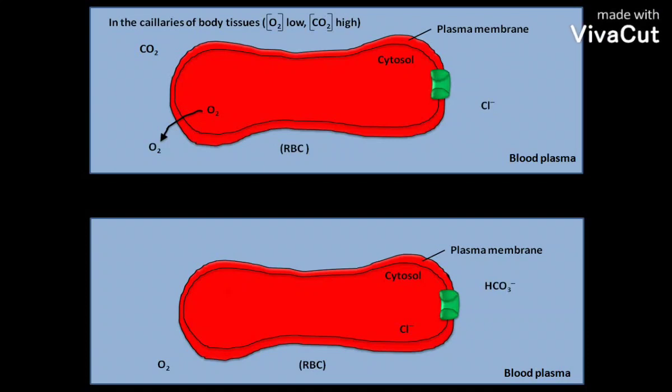Carbon dioxide diffuses inward. In the cytosol of the RBC, the carbon dioxide reacts with water in presence of cytosolic enzyme carbonic anhydrase to form a H+ ion or proton and a bicarbonate ion. The bicarbonate ion is transported outward by anion exchange protein accompanied by the inward movement of chloride ions to maintain charge balance.